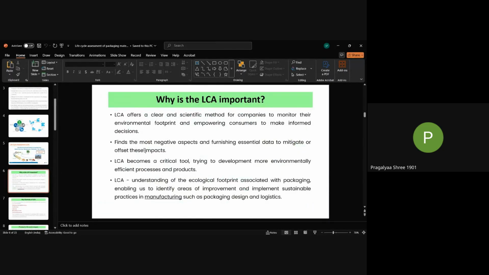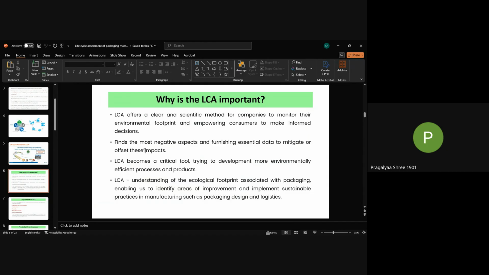So why do we have to assess the life cycle of a packaging material? What is the importance behind it? Life cycle assessment offers a clear and scientific method for companies, those who are manufacturing the packaging material, to monitor their environmental footprint, and also empowers consumers to make informed decisions.